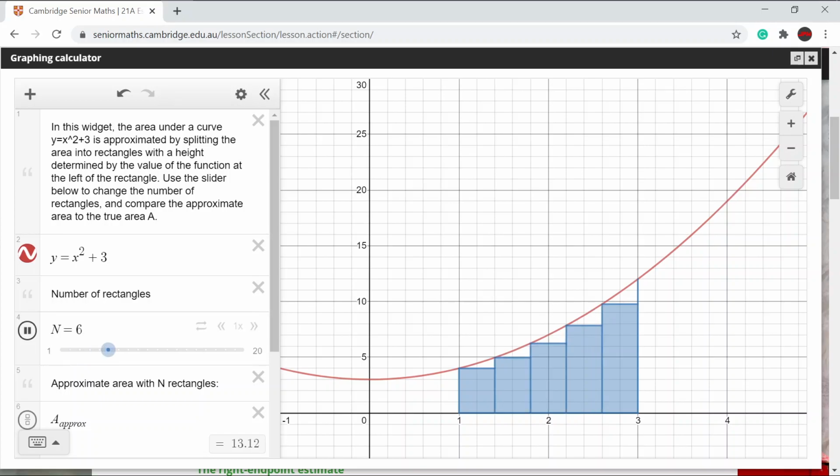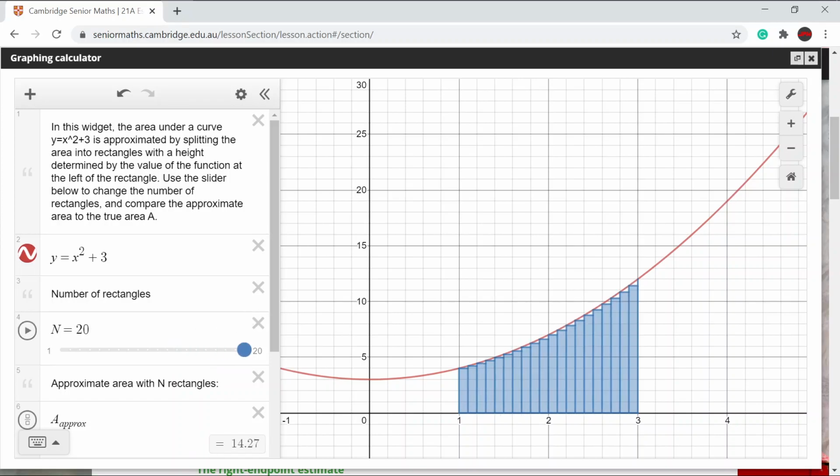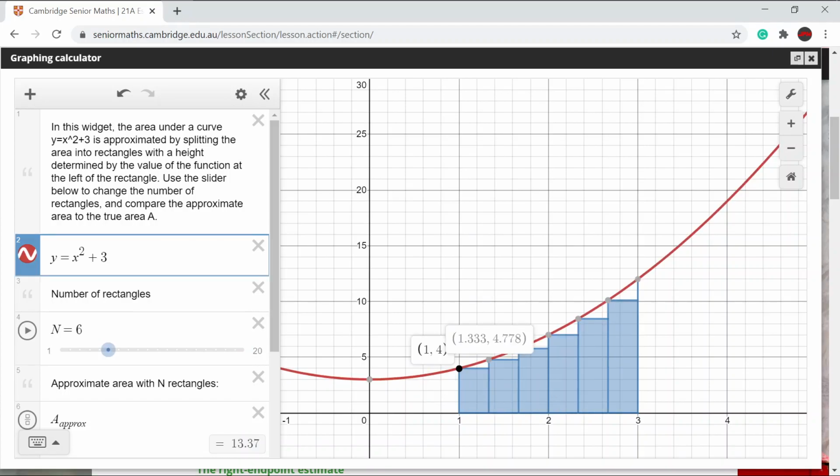If we increase the number of rectangles so that the width of each rectangle is smaller and smaller, or the space between them is smaller, notice that we're going to get closer and closer to the actual area. At 20 rectangles, you see there are little tiny bits of white that we're not actually accounting for, so the area is about 14.27. We would call this the left point estimate, because if we look at the rectangles, the left point of the rectangle is a point on the graph.